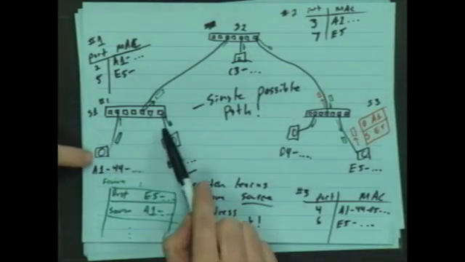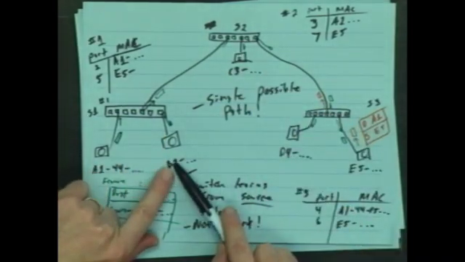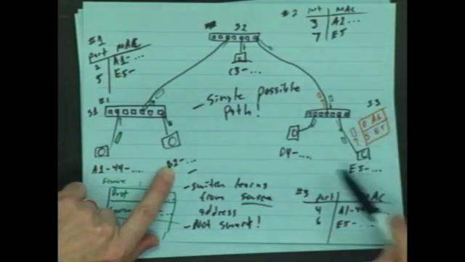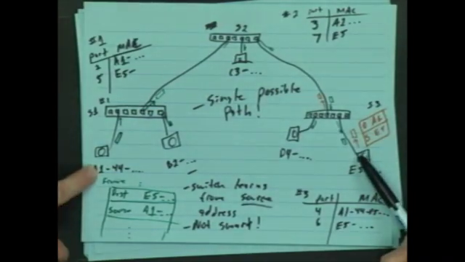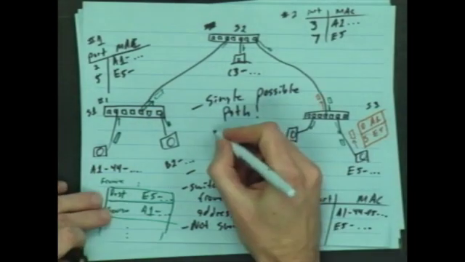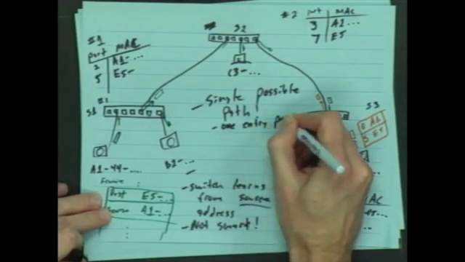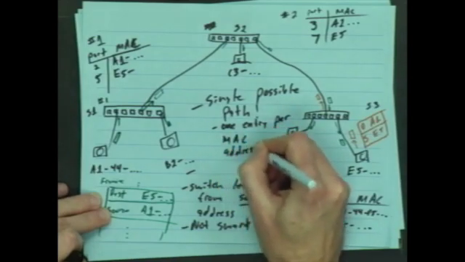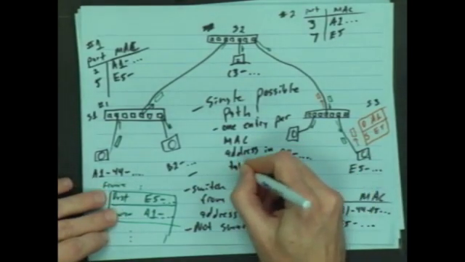Anytime you want to go between any 2 stations, there's only one path between them. So B2 to D4, there's only one way to go. B2 to E5, one way to go. A1 to E5, there's only one possible path. The way that is enforced is there is one entry per MAC address in a table. Okay, this is a primary key.